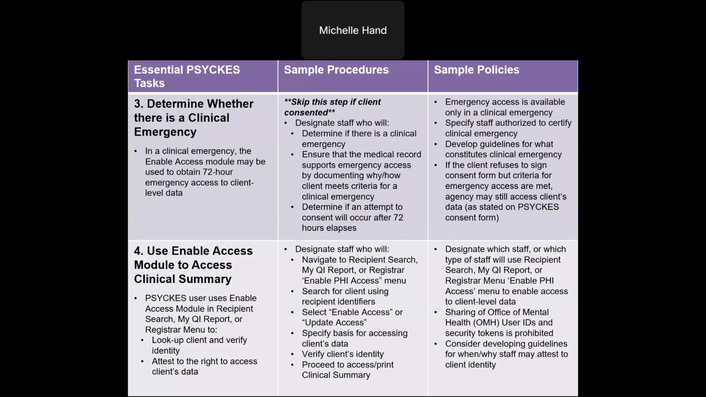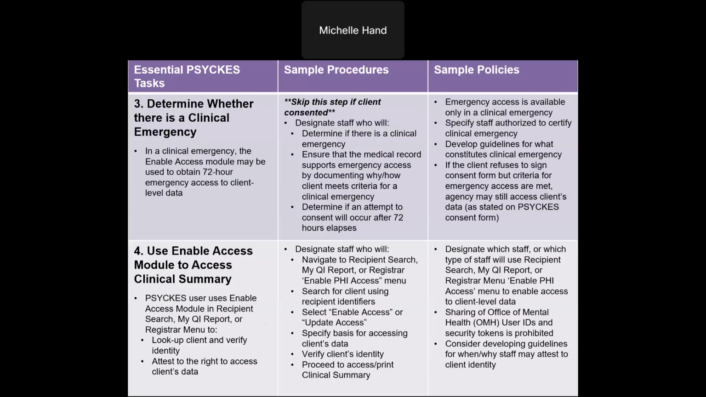Then we have use enable access module to access the clinical summary. So we'll want to designate staff who will go into PSYCKES into one of the screens where you can select enable access. They'll want to search for the client using recipient identifiers, again, select enable access or update access, specify the basis for accessing that client's data and verifying their identity, and then they can proceed to access and or print the clinical summary.